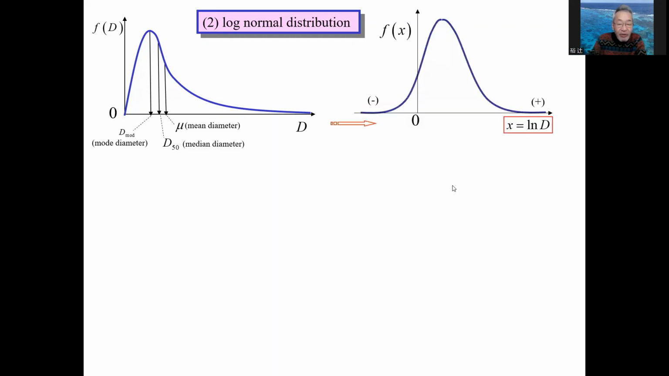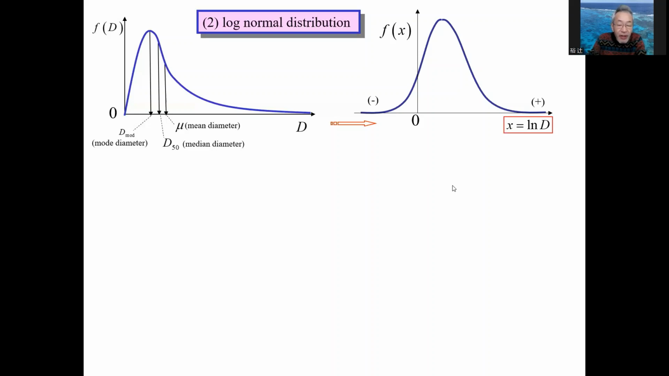Change the scale of the horizontal axis from D to log D. As shown on the right, the curve F versus log D tends to be symmetrical. That's because small scales in the D-axis are enlarged and large scales are contracted. Assign the variable x to log D. x is called log diameter in this lecture.